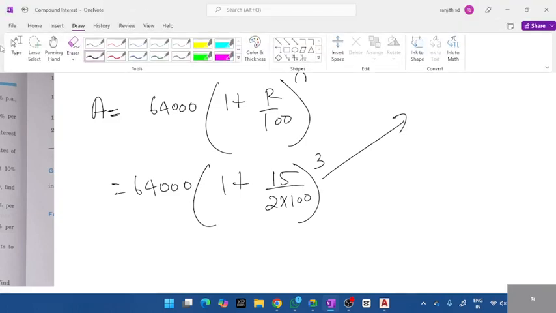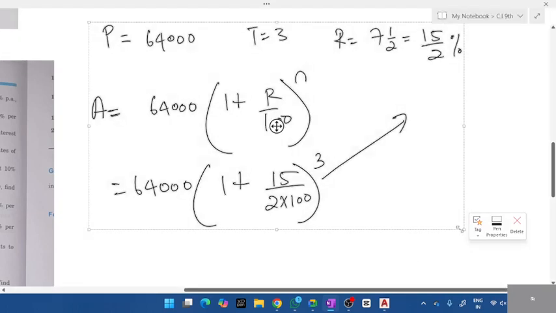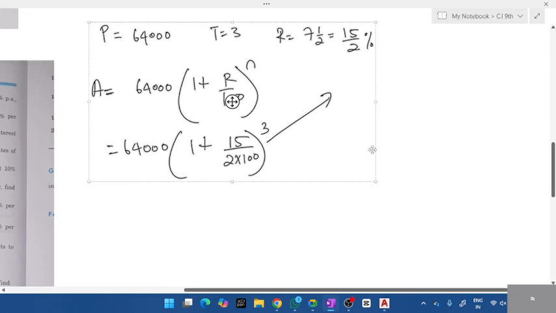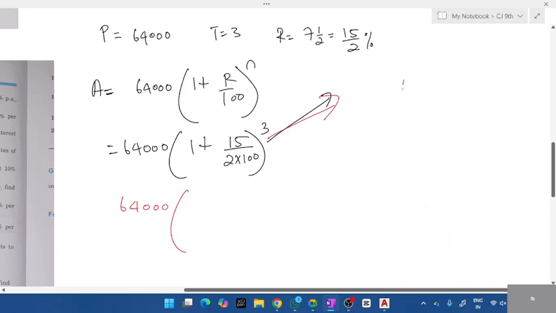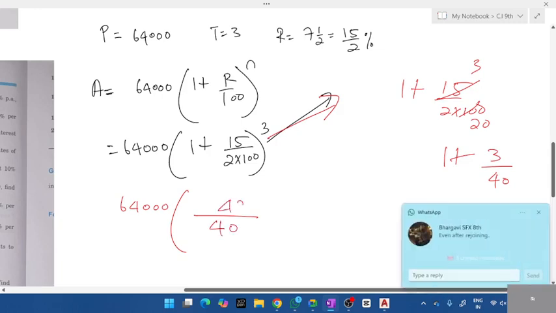Fine, let me check. 64,000. Okay, Ruth, let me check the value. 64,000. Same thing. Okay, I'll solve this LCM part. 1 plus 15 divided by 200. How many times does 5 go? By 5, it is 3, 20. 1 plus 3 divided by 40. LCM is 43 by 40.